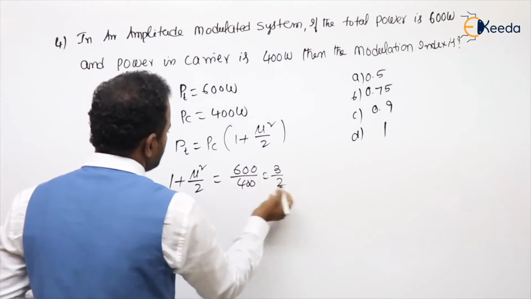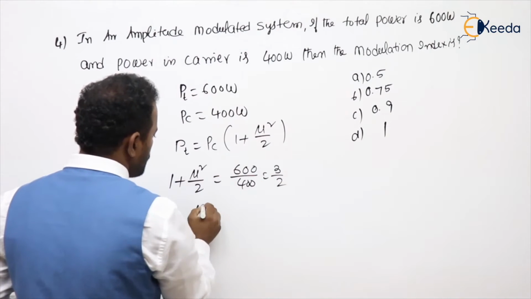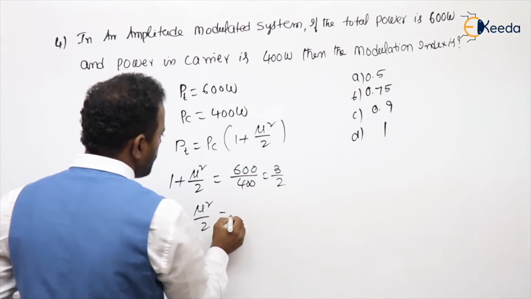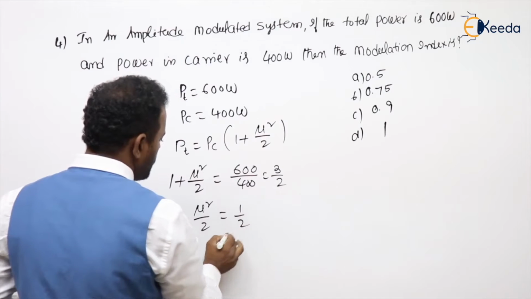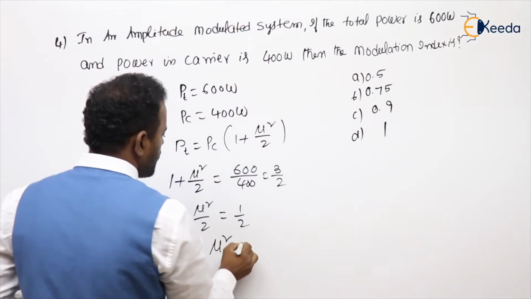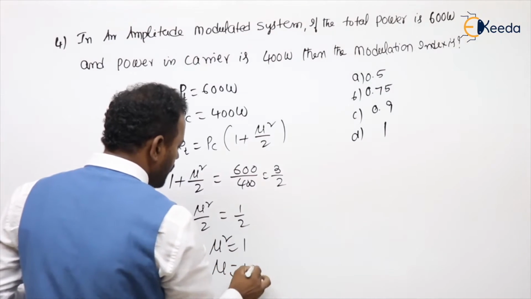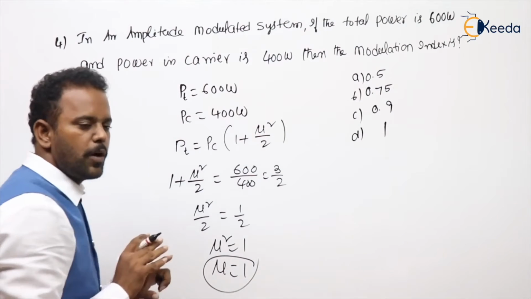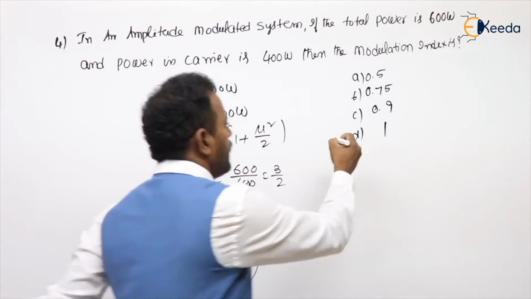Obviously 3 by 2. Plus 1 comes this side, minus 1. So mu square by 2 equal to 3 by 2 minus 1, which is 1 by 2. 1 by 2, 1 by 2 cancel. Mu square equal to 1, mu will be 1 only. Of course, plus or minus, but modulation index cannot be negative.